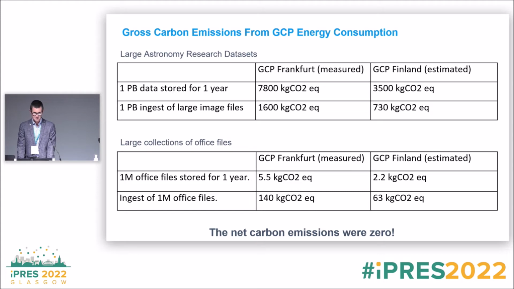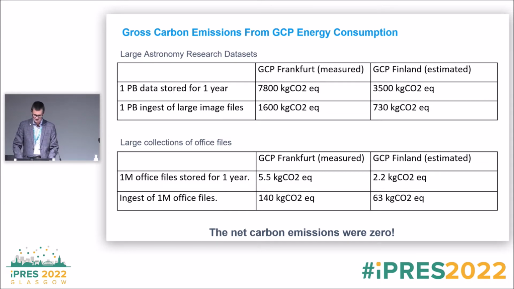But for other types of content, for example, lots of office documents where the data volumes might be small, but lots of processing might be applied, for example, characterization and file format normalization, it's the processing that dominates the emissions. And here, the emissions of processing and storing 1 million office files is about the equivalent of driving 500 miles or so in a car.